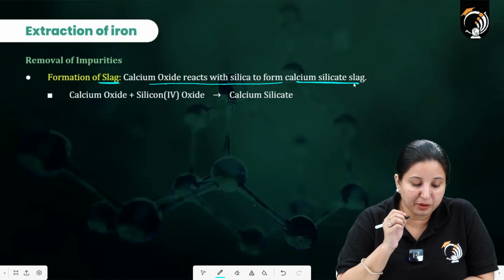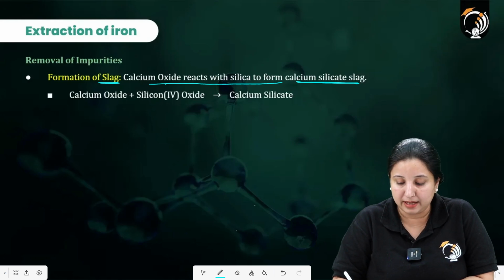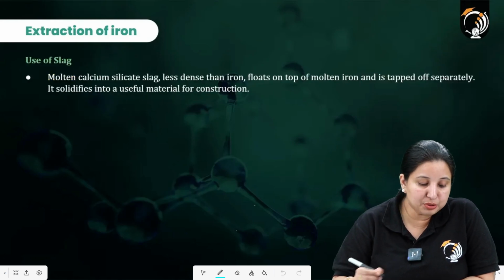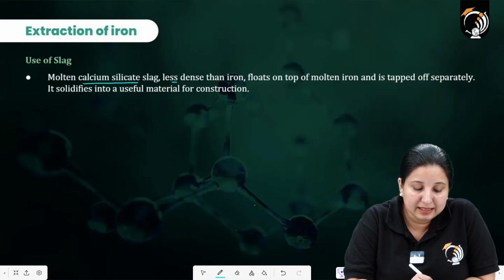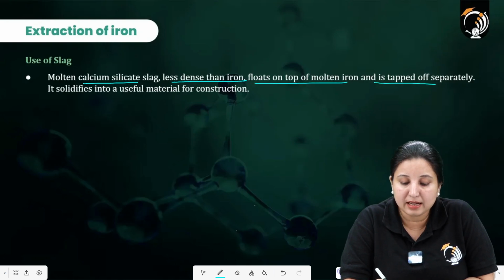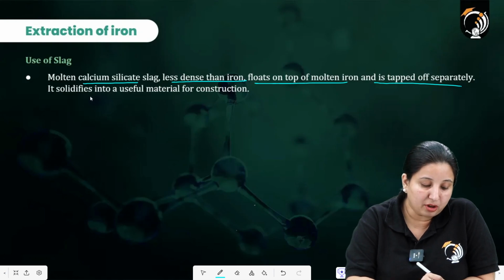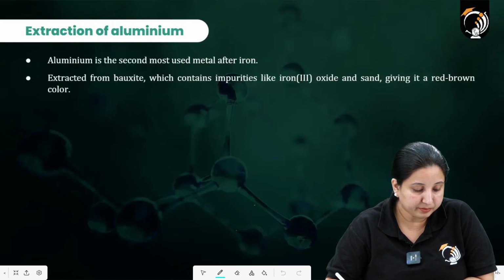So how are we going to get it? We get it from calcium oxide and silicon oxide. So what is the use of slag? The molten calcium silicate slag is less dense than iron, so it floats on top of the molten iron and is tapped off separately. It solidifies into a useful material for construction.